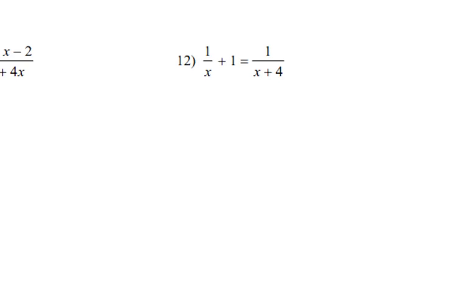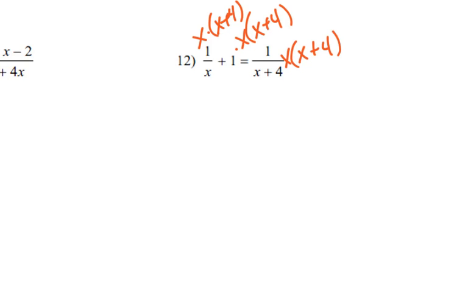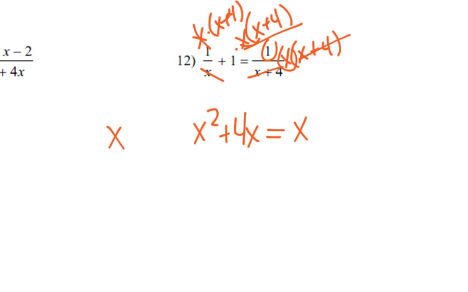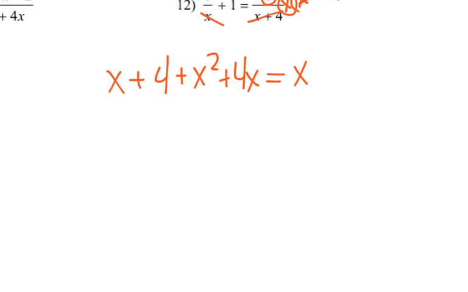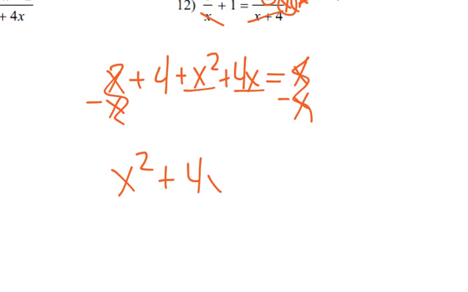Alright, so we're going to have to multiply here by x times x plus 4 on everything. So the x plus 4's leaving us with x on the right side. And this stays the same. So I'm just going to distribute that to be x squared plus 4x. And then the x's cancel, leaving us with x plus 4 on the left. So combining like terms, subtract an x. Those would cancel. Rearrange x squared plus 4x plus 4.